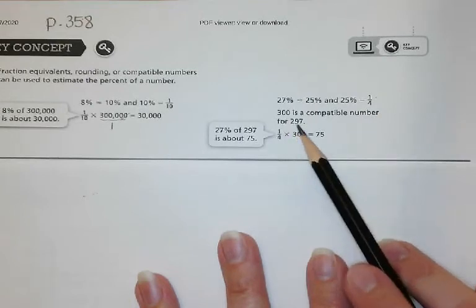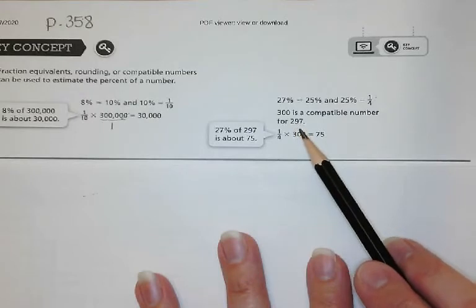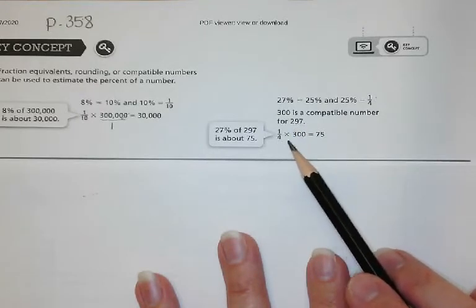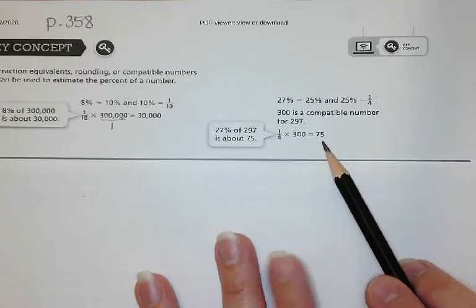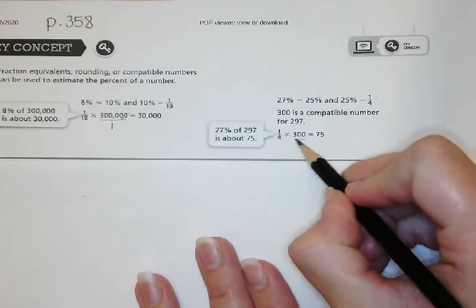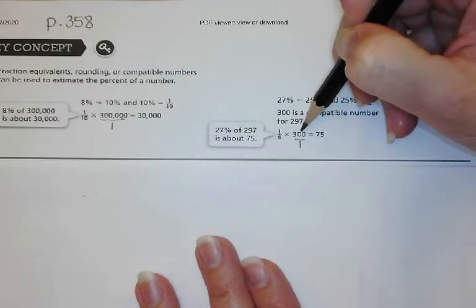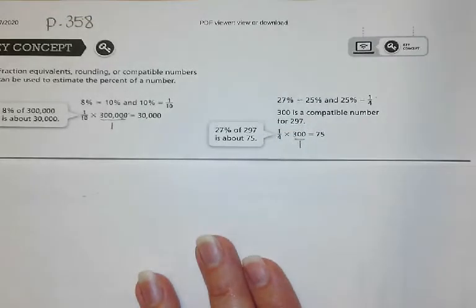300 is compatible to the number 297 because it's only 3 away. And if you multiply 1/4 times 300, you get 75. Again, you would know that 300 is over 1. So 1 times 300 is 300. And 300 divided by 4 is the 75.